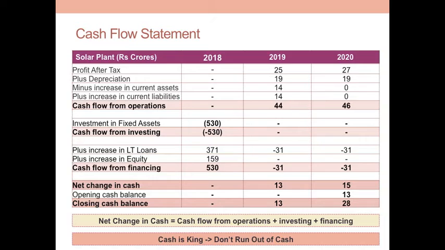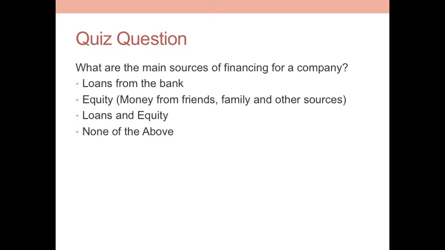Net change in cash is simply cash flow from operations plus investing plus financing. Cash is one of the most important items. If you want to make sure you have enough cash to cover your major expenses, cash really is king. The next quiz question is, what are the main sources of financing for any company? And your choices are loans from the bank, equity, that is money from friends, family, and other sources, or both loans and equity, or none of the above.